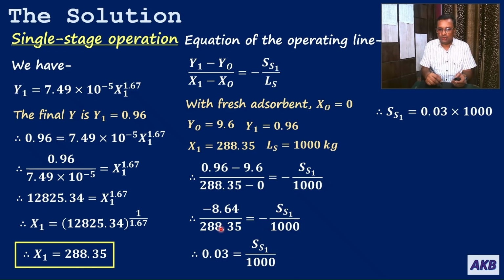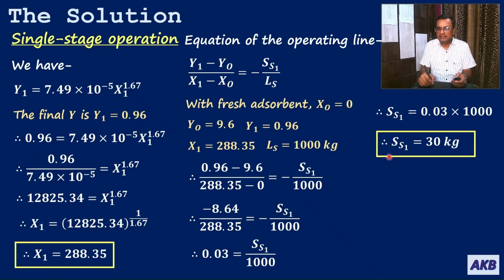That is 0.03 is equal to Ss1 by 1000. That is Ss1 will be equal to 0.03 into 1000. That is Ss1 is equal to 30 kg. And so this is the quantity of adsorbent that will be required in single stage operation. So that completes our second task. First task, we got the equation for the Freundlich adsorption isotherm. And the second task, we got the quantity of adsorbent that will be needed in a single stage operation.